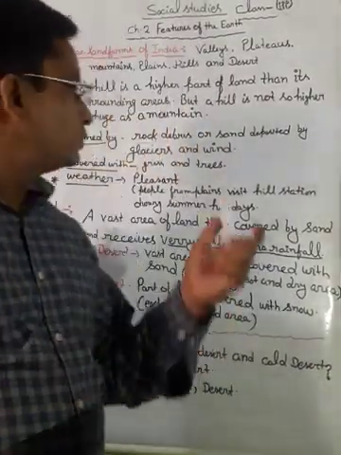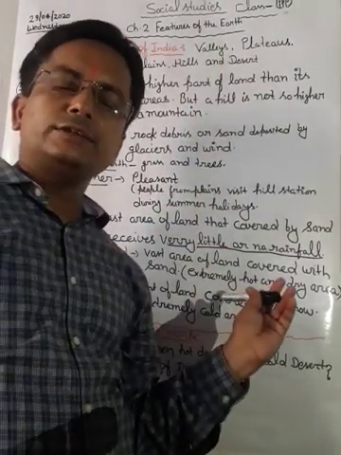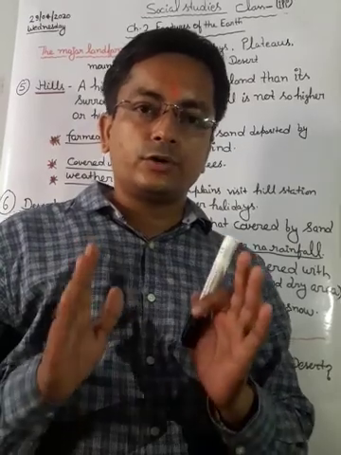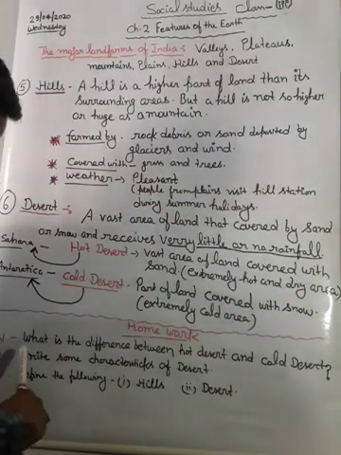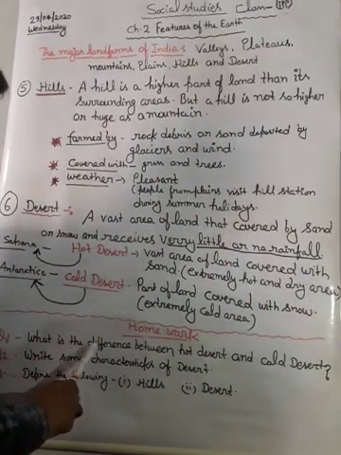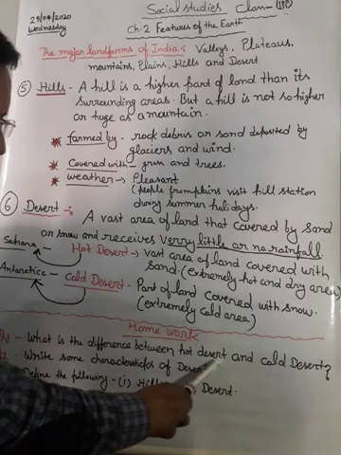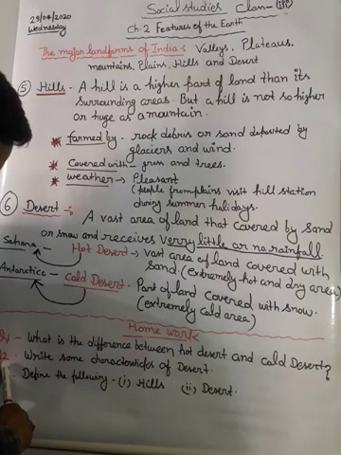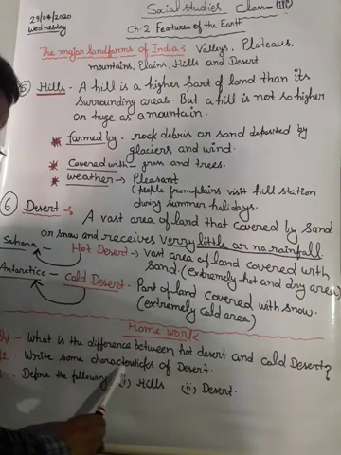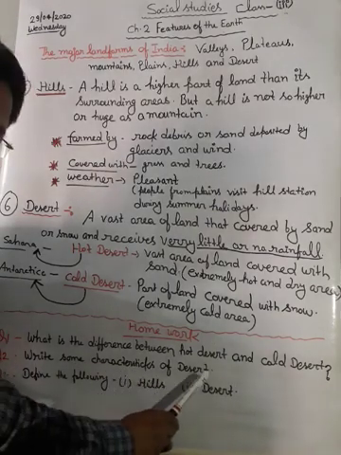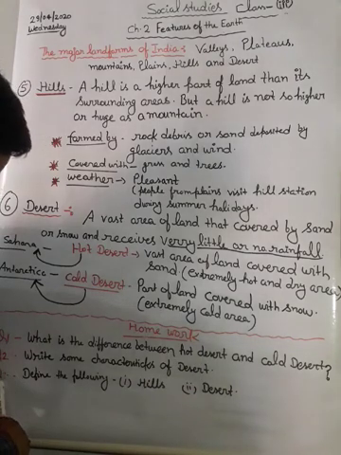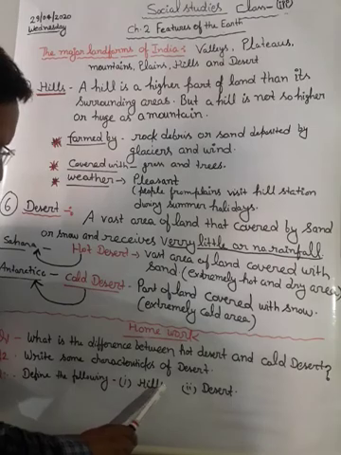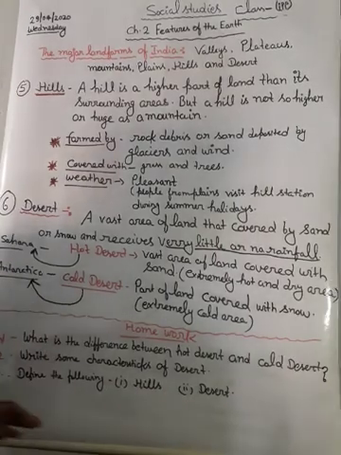I hope you understand the things properly. And now the time is for homework. First question: what is the difference between hot desert and cold desert? Second: write some characteristics of desert. Third: define the following. First one is hills and second one is desert.